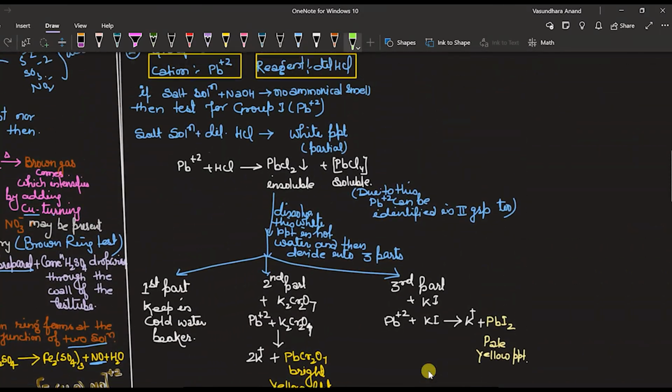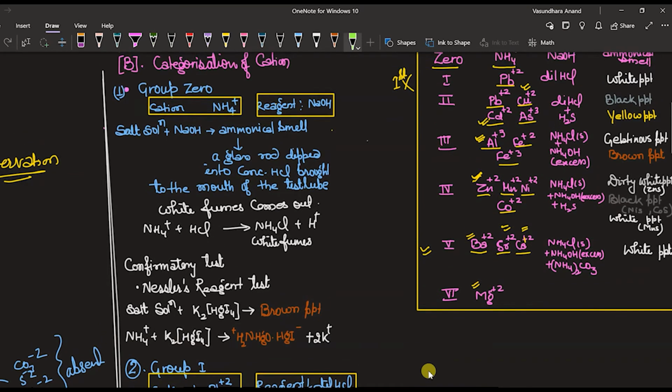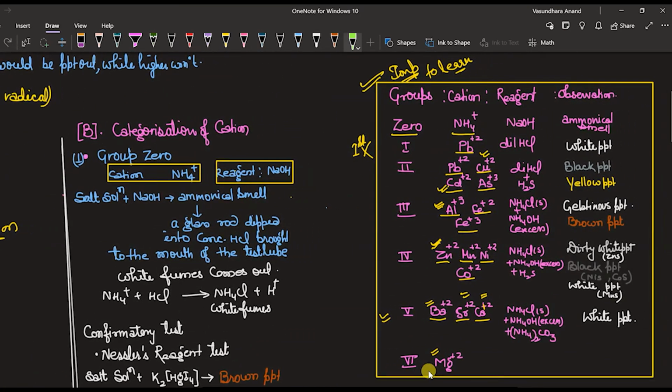Got it? So this is cation. I have already told you about the cations, what are the groups 0, 1, 2, 3, 4, 5, 6, and what the cations are, and this is called reagent. That means the reagent is for identifying the cation. Whatever chemical we add to the salt solution for identifying these cations is called reagent. Got it?